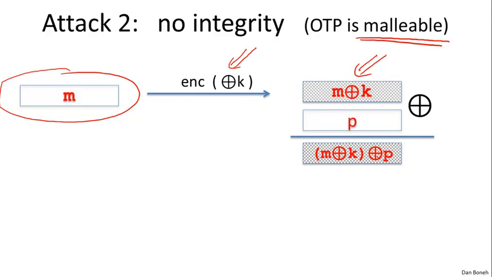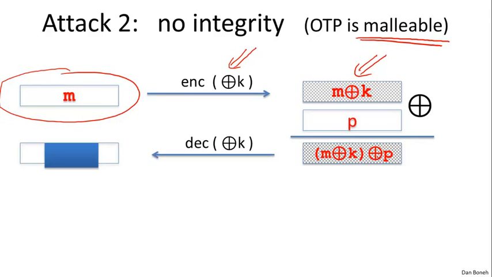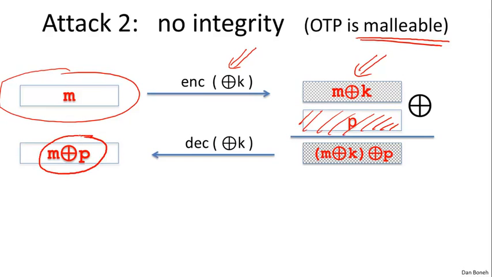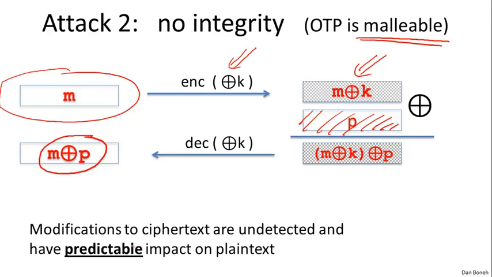So now let me ask you, when we decrypt the ciphertext, what is it going to decrypt to? Well, I hope everybody sees that, manipulating XORs, the decryption becomes M XOR P. So you notice that by XORing with this pad P, the attacker was able to have a very specific effect on the resulting plaintext. To summarize, you can modify the ciphertext, and these modifications are undetected. Even worse, they have a very specific impact on the resulting plaintext. Namely, whatever you XOR the ciphertext with is going to have that exact effect on the plaintext.